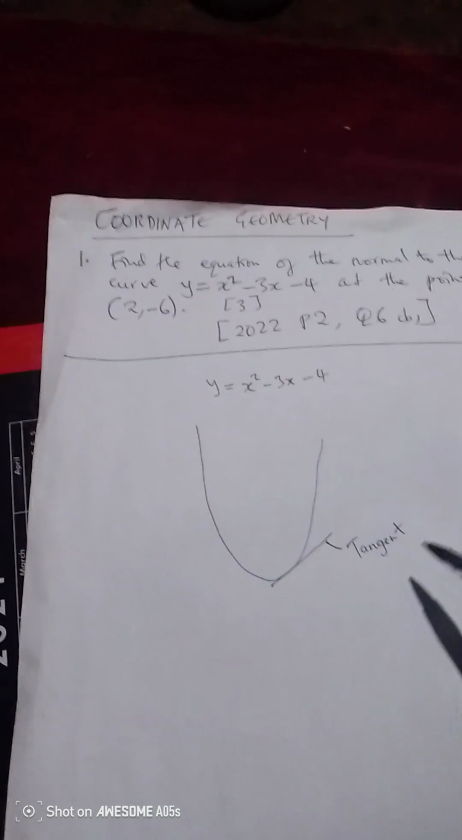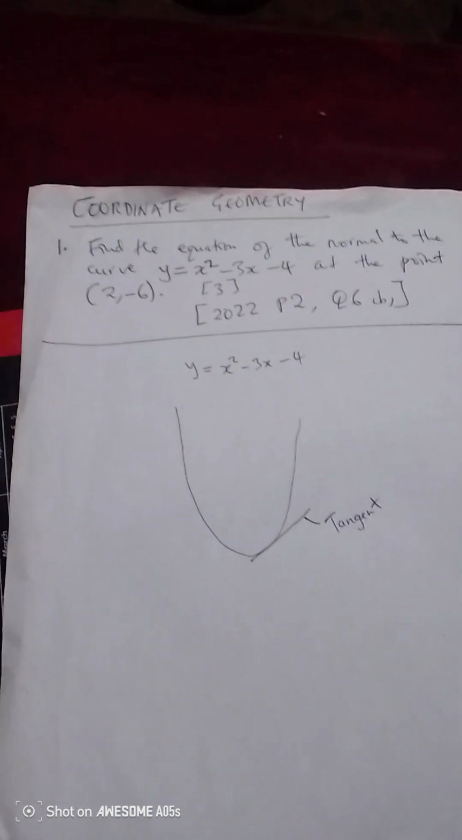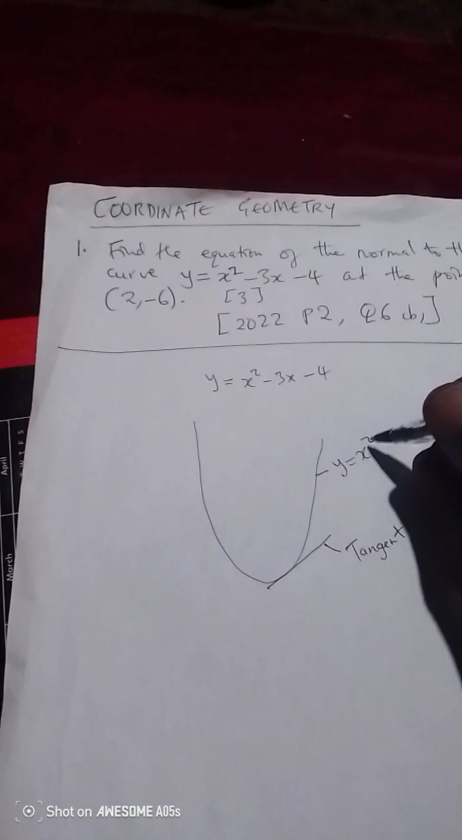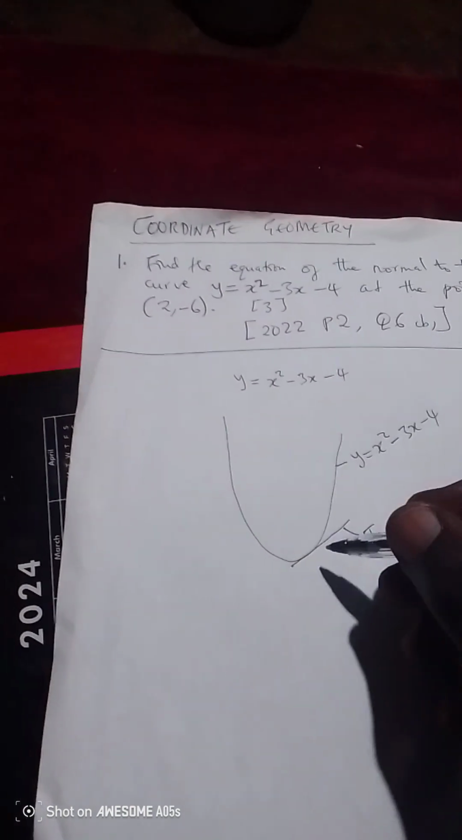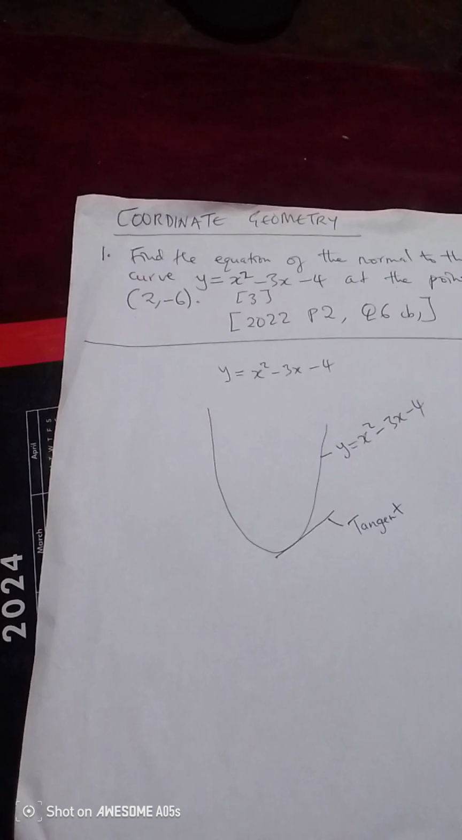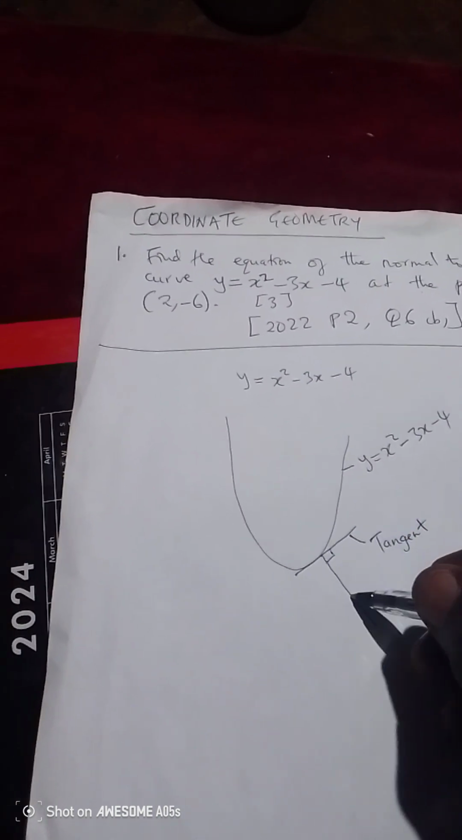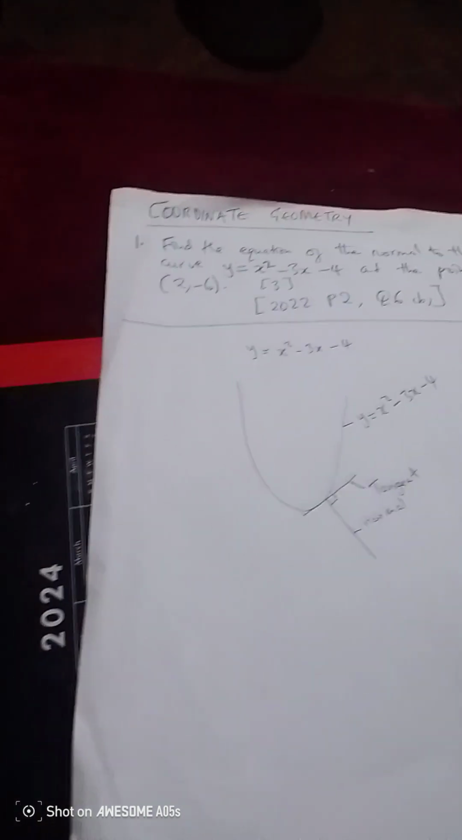Then to this tangent, there will be a line which is perpendicular to it, and that is the one we are calling the normal. So we can assume this is our curve, which is x squared minus 3x minus 4. Then there will be a line perpendicular to this tangent, and that line is what we are calling the normal. So this is just some estimation. So that's what we have.